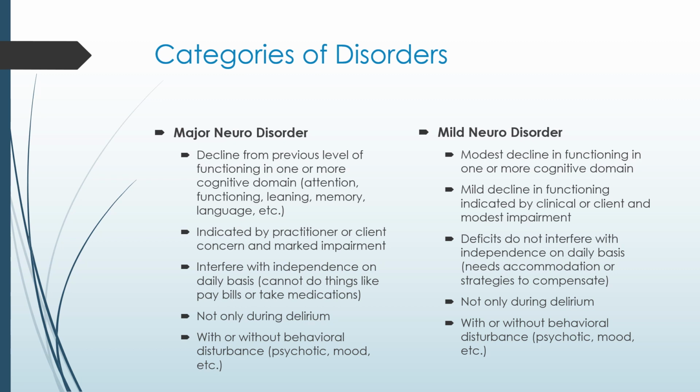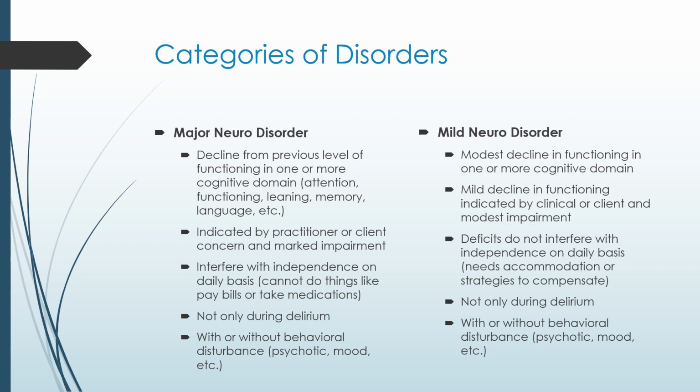These might connect to things like memory loss from Alzheimer's. We'll talk about some of the conditions on the next slide that contribute to this. And this can be with or without any kind of behavioral issue. So this could be with or without psychotic issues, mood issues, substance use issues, etc. And we do have specifier codes to help identify any suspected causes or things that are contributing to this decline.